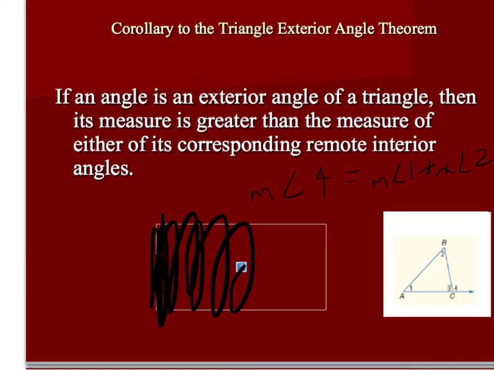Right? So therefore, angle 1 and angle 2 are measures, and they're greater than 0. So then the measure of angle 4 is going to be greater than the measure of angle 1, and the measure of angle 4 is greater than the measure of angle 2. Alright, so this is a corollary to the triangle exterior angle theorem, which says the measure of angle 4 equals the measure of angle 1 plus the measure of angle 2.